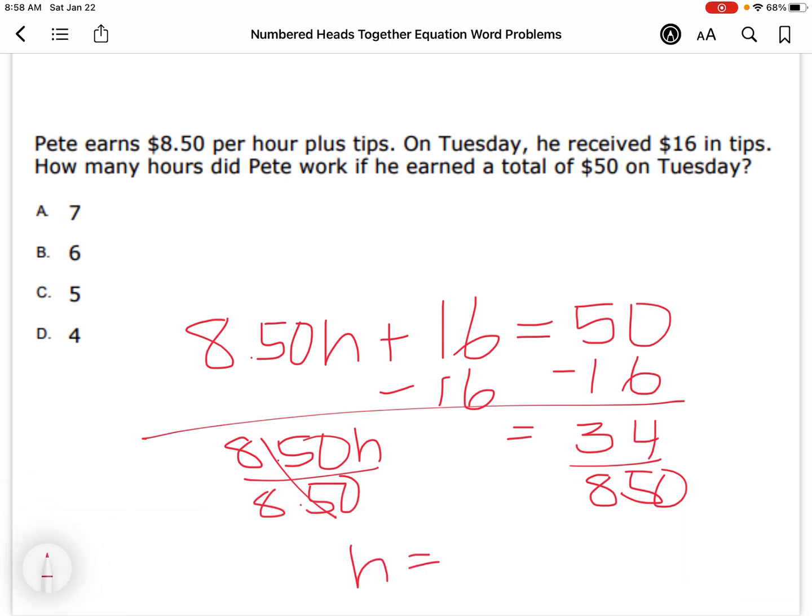A little bit tired on Saturday morning. 34 divided by $8.50. There we go, 4 hours. So he worked for 4 hours. Okay, so he got $8.50 an hour, and he worked for 4 hours, and he got $16 in tips.